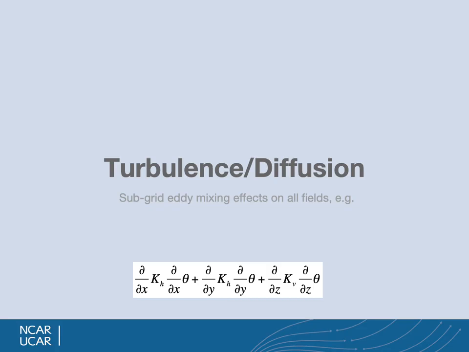So now we come to the turbulence and diffusion part of the talk. This is where the physics overlaps a bit with the dynamics. Basically, in turbulence and diffusion, we're dealing with subgrid eddy mixing effects on all fields. The typical way it's represented is this equation here with second derivatives in the horizontal and vertical directions and K coefficients both in the horizontal and vertical directions.